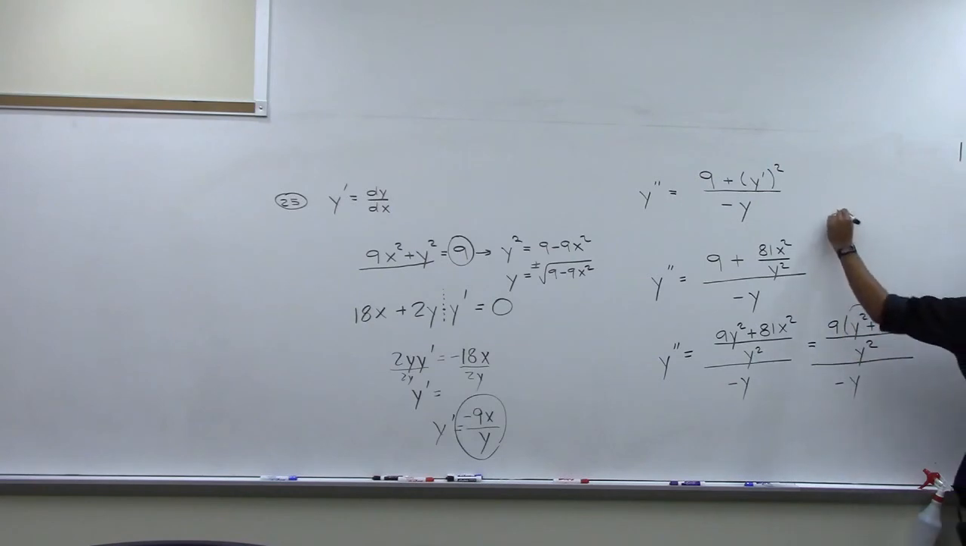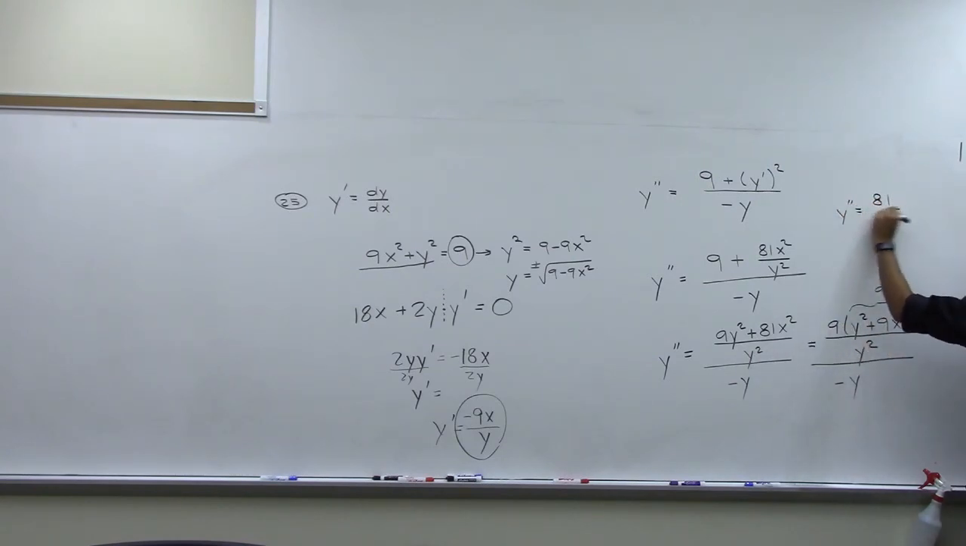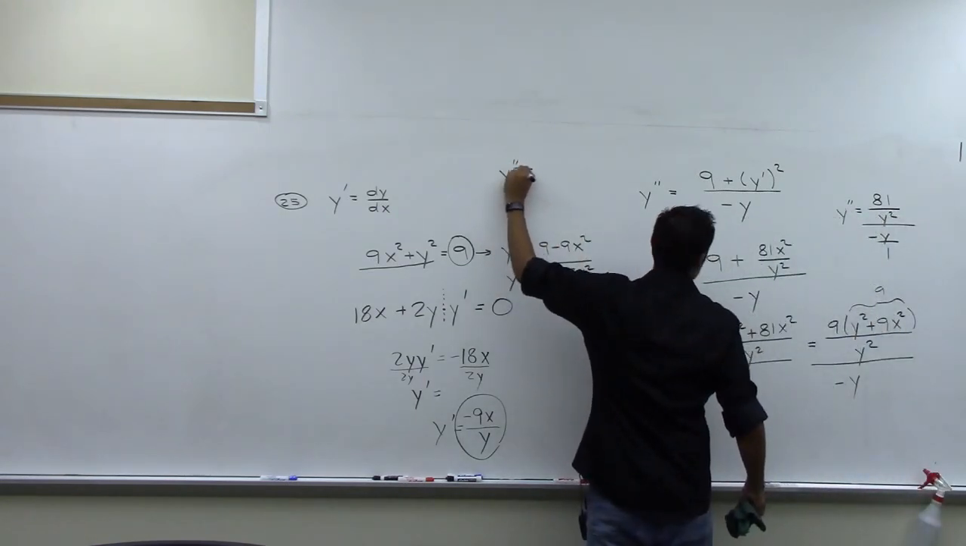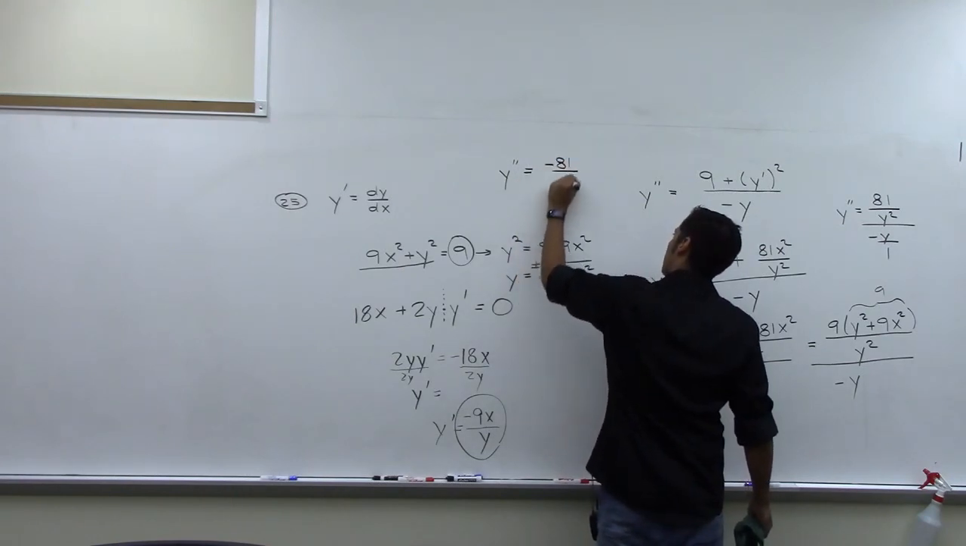So what we get is y double prime equals 9 times 9, 81, over y squared, over negative y, which I can write as a fraction. And then when you flip this, you get a final answer of y double prime equals negative 81 over y cubed.